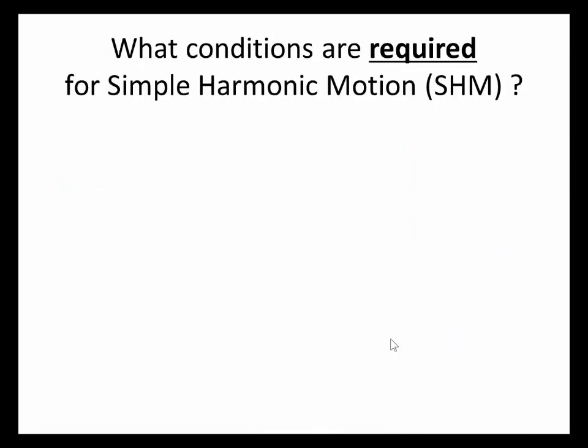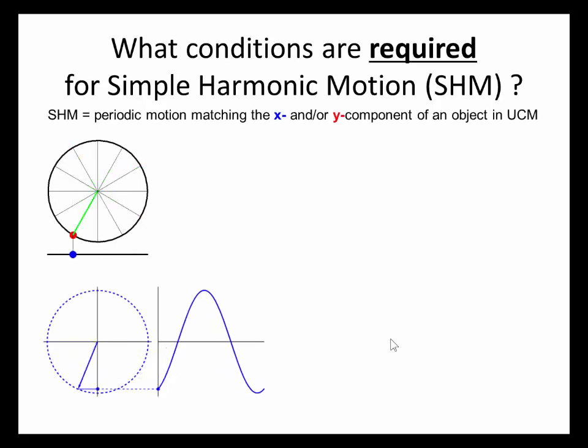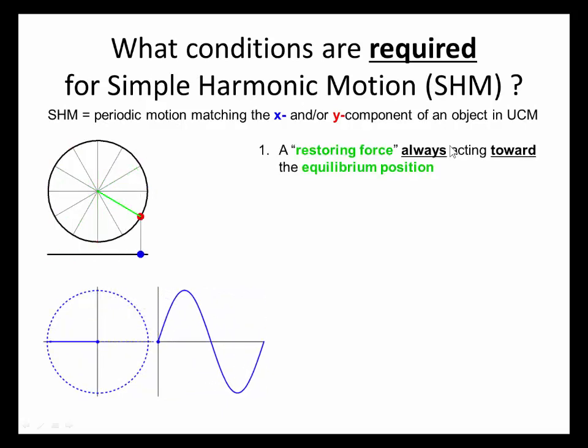So what conditions must you have for this special type of motion, which we call simple harmonic motion? Simple harmonic motion is basically something that oscillates back and forth, and it matches the motion of either the x motion or the y motion, or perhaps both, of an object moving in uniform circular motion. That is simple harmonic motion. The first thing we need is a restoring force. We need something pulling us back towards our equilibrium position. If we're on the right side of it, it'll pull us back to the left. If we're on the left side of it, pull back to the right. If we're above it, it'll pull us back down. If we're below it, it will pull us back up.